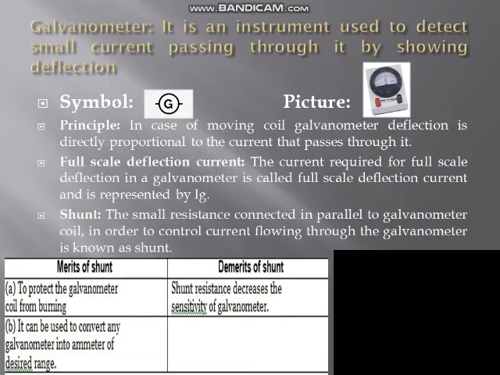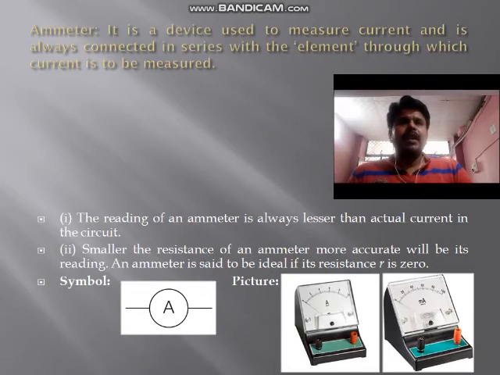Now, our next topic is ammeter. It is a device used to measure current. It is always connected in series with the element through which current is to be measured. The reading of the ammeter is always lesser than the actual current in the circuit, due to the drop in voltage in various elements involved in the circuit.